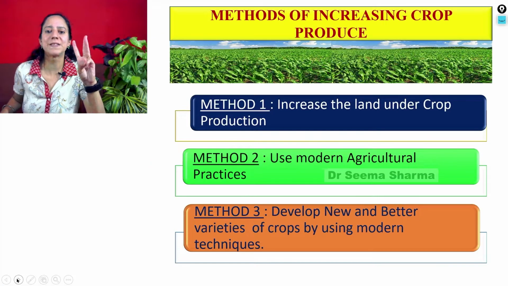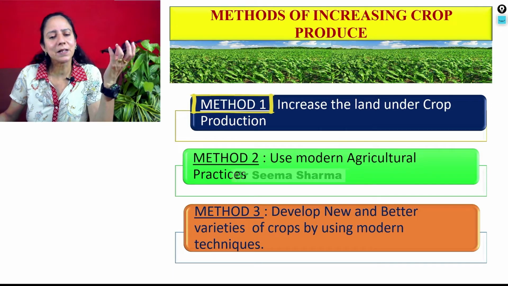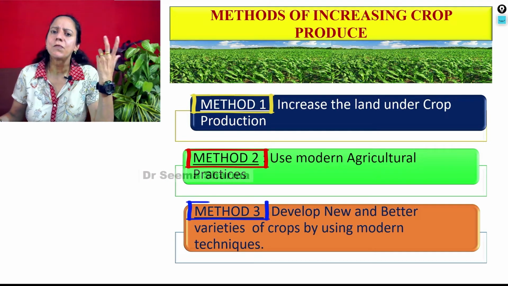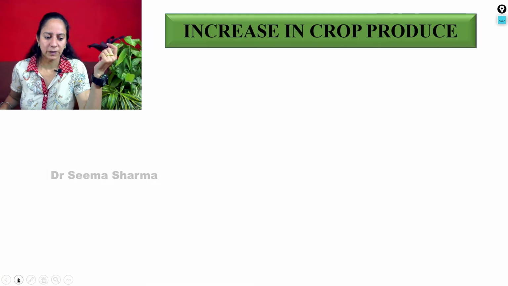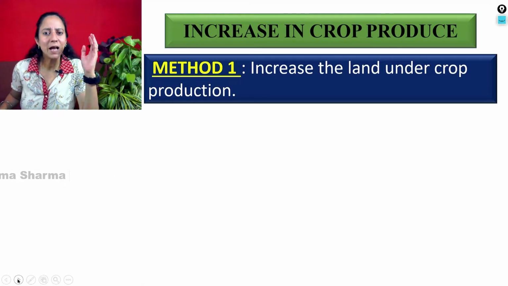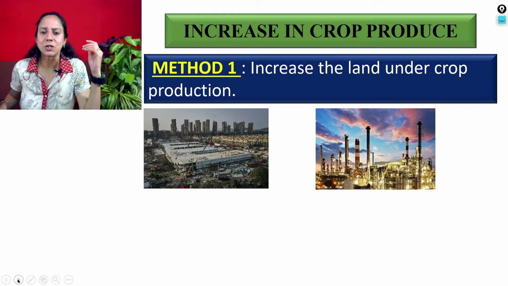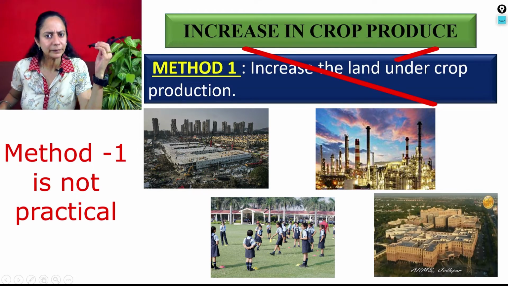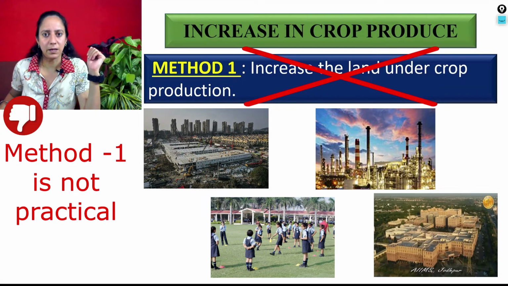So here we have basically 3 options. First one is increase the land under crop production. Second is use of modern agricultural practices. And third, development of new and better varieties of crops by using scientific techniques. If we look at the first method, increase the land under crop production, we have a limit of land and we need land for development also, industrialization, setting up of schools, construction of hospitals. So the land under crop production, instead of increasing, is decreasing year by year.